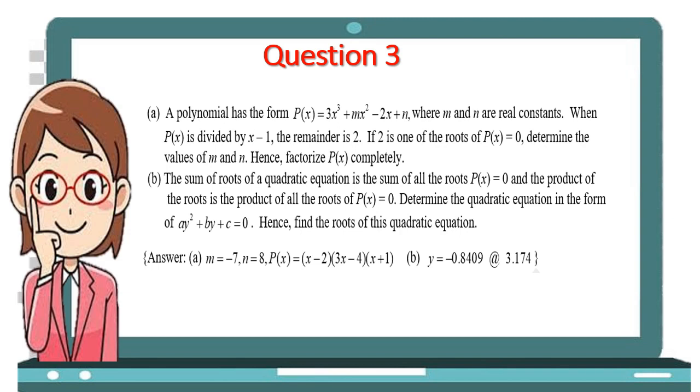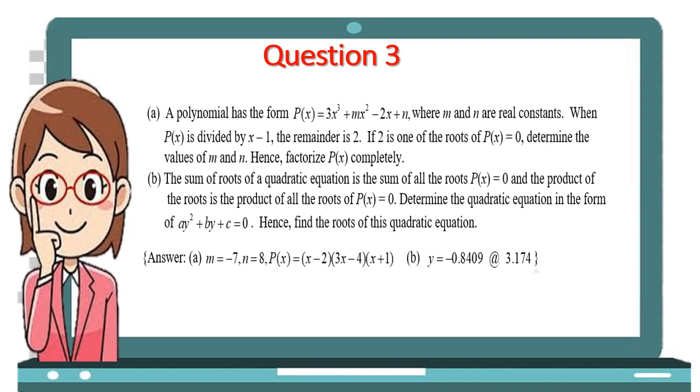Question 3, we have two parts of questions. For part A, we are given a polynomial P(x) where m and n are real constants. When polynomial P(x) is divided by x minus 1, the remainder is 2. If 2 is one of the roots of P(x), determine the values of m and n. Hence, we need to factorize the polynomial P(x) completely.